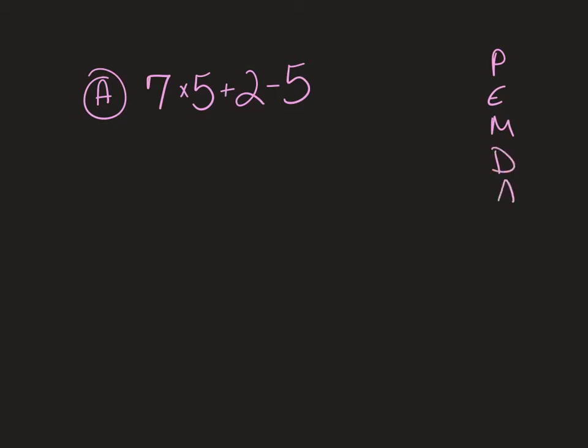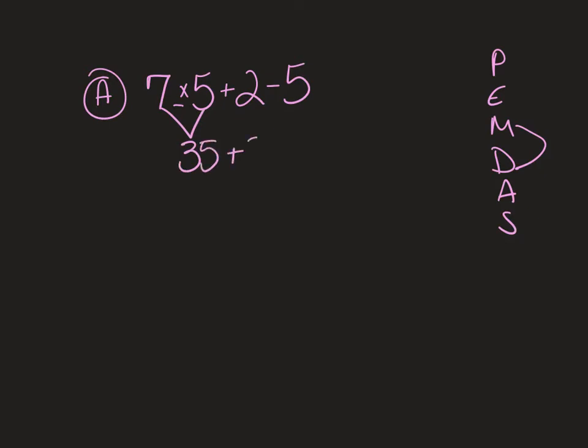First of all, let's do 7 times 5 plus 2 minus 5. Now remember yesterday that I told you that I want you to write each step. And so we're going to ask ourselves: do I have any parentheses? No. Do I have any exponents? No. Do I have any multiplication or division? I do. I have multiplication here. No division, but I'm going to multiply first. So 5 times 7 is 35.